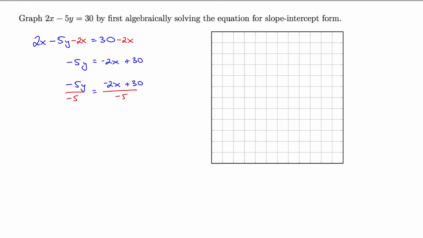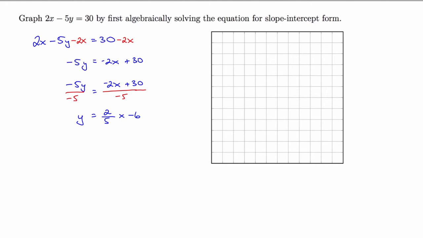On the left side of the equation, it simplifies down to y. So y equals, on the right side we need to make sure we distribute dividing by negative 5 into both terms. So negative 2x divided by negative 5 becomes a positive 2/5 x, and 30 divided by negative 5 becomes negative 6. Now that the equation is in slope-intercept form, we can begin to graph it.